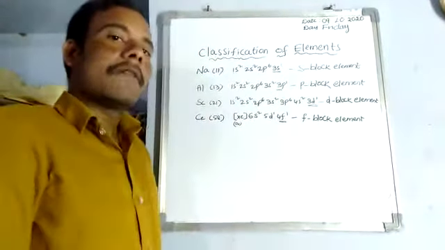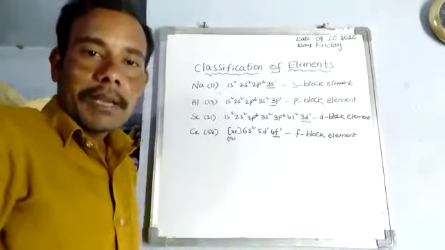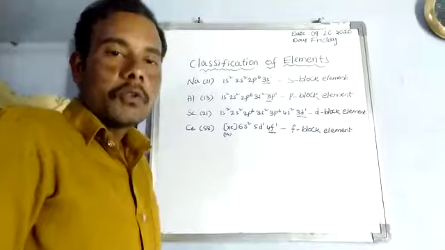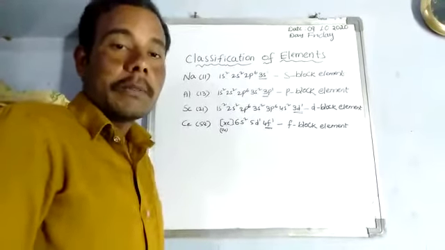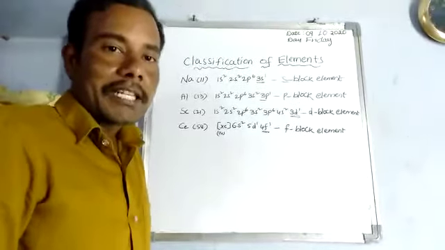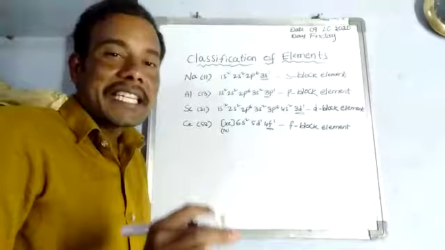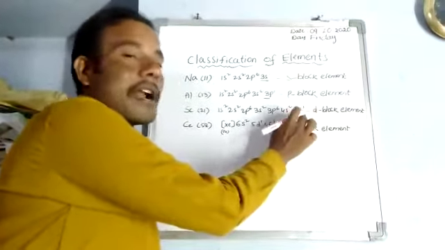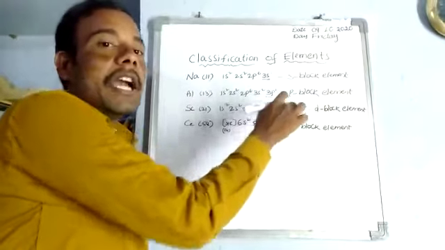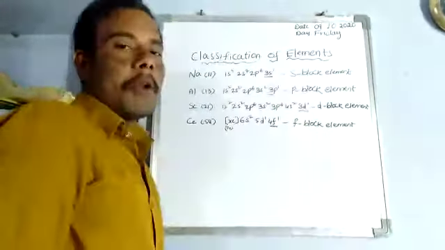Another example is scandium. Scandium atomic number is 21. The electronic configuration is 1s2, 2s2, 2p6, 3s2, 3p6, 4s2, 3d1. Here the differentiating electron or the last coming electron enters into the 3d orbital of the valency shell. So this belongs to d block element.